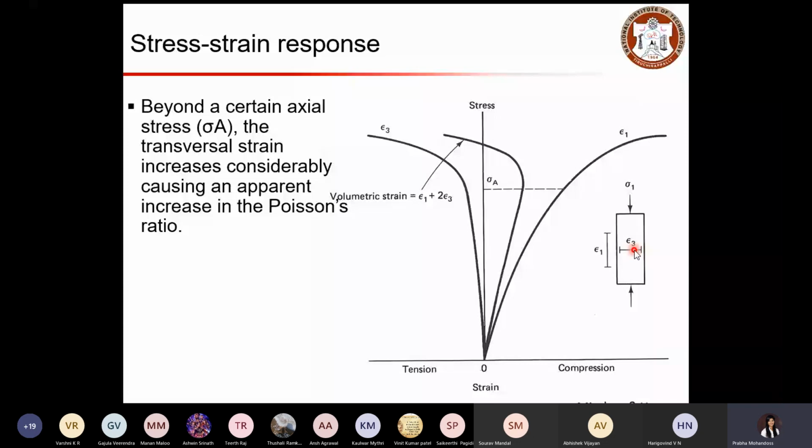So when you apply this axial load, the member tends to maintain its dimensional stability, so it deforms laterally. So you get lateral strain as well when you have the axial strain. The ratio of the lateral strain to the axial strain is called the Poisson ratio, right?